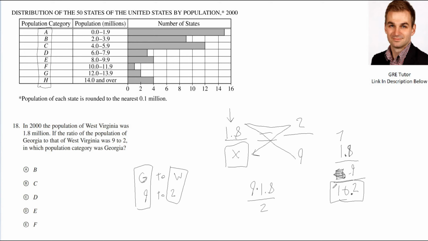So that is the population of Georgia. Georgia was at 16.2. Oh, I'm sorry, I did this wrong again, but that's okay. You want to divide this by 2. So we just did 9 times 1.8, now you have to divide by 2. You have 16.2 divided by 2, and that gives you 8.1. That is the population of Georgia, so that's what we're looking for. So if Georgia has a population of 8.1 in 2000, that puts it in category E, which means that we're looking for answer D.